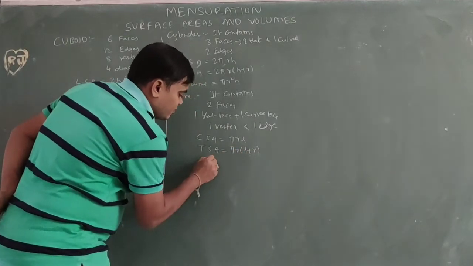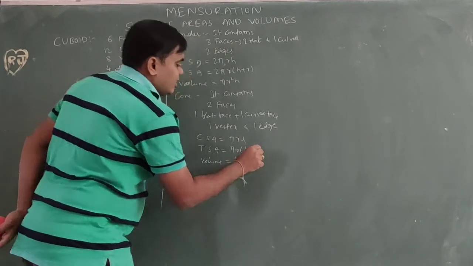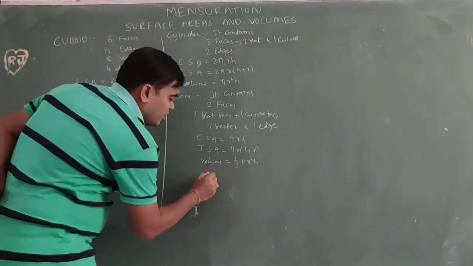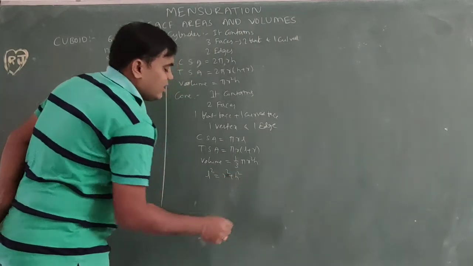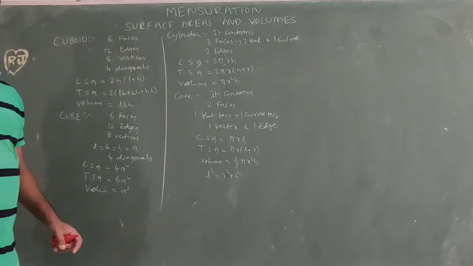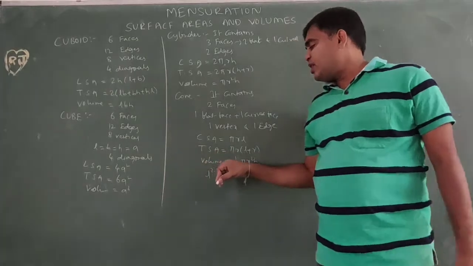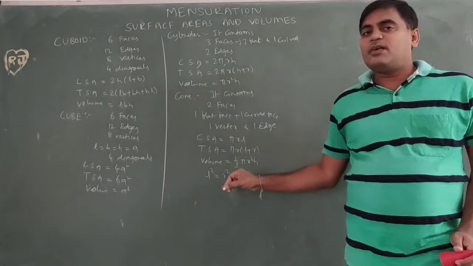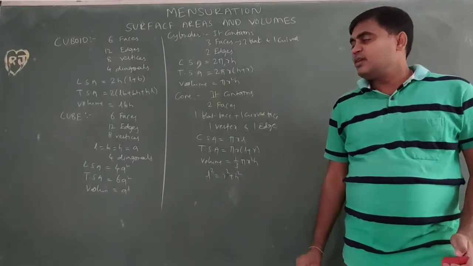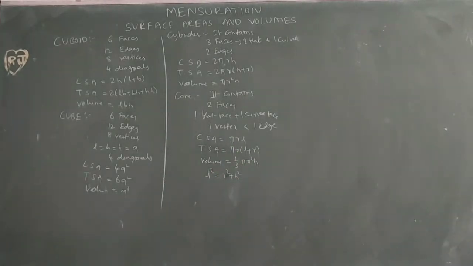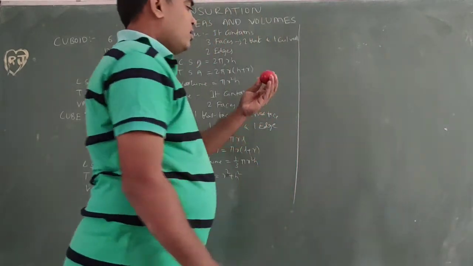Next, volume equals 1/3 πr square h, and the relation between l, r, h: slant height, vertical height and radius: l square equals r square plus h square. With the help of this, we can easily find either the slant height or the radius. Next is sphere.